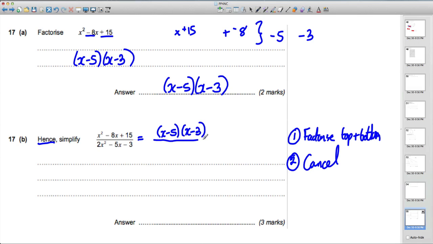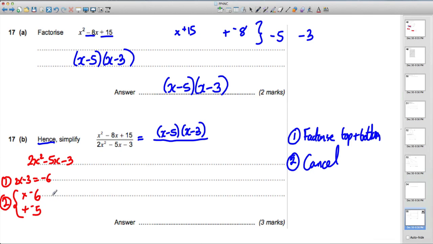The question is, what does the bottom factorise to? Well, let's do some separate working. Let's try and factorise 2x squared subtract 5x subtract 3. If we're trying to factorise something like this, step 1, 2 multiplied by negative 3 is negative 6. Step 2, we're trying to find two numbers that multiply to negative 6 and add up to negative 5.